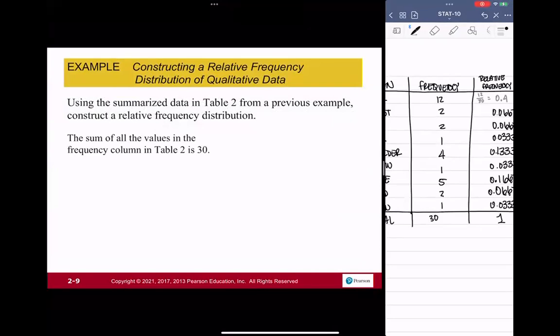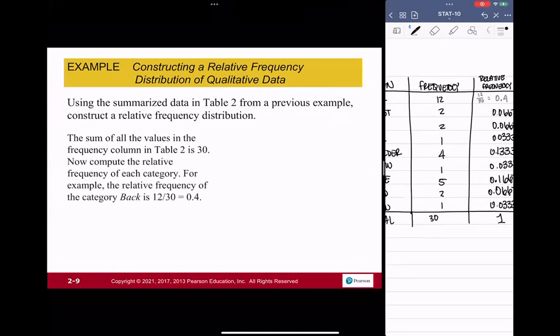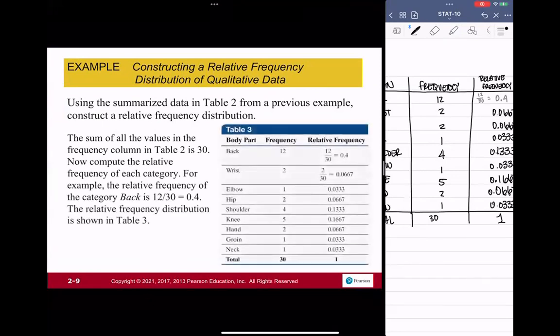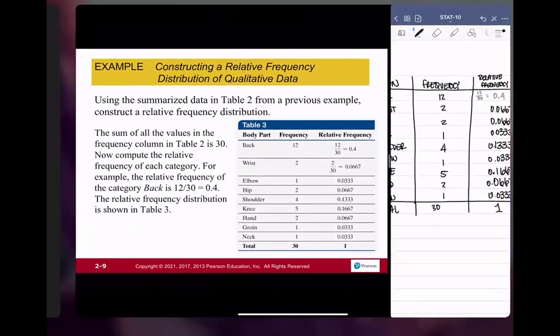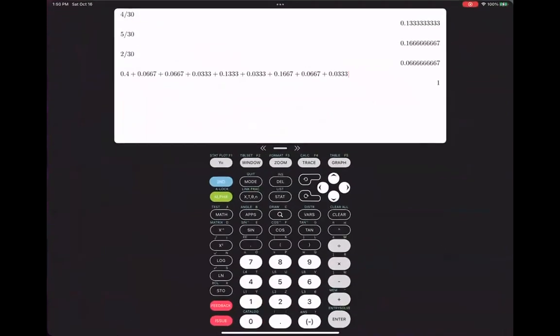All right, so we talked about that part. The sum of all the frequencies in the table is 30. And here we have all the relative frequencies. Some of them aren't going to be exact, just like you saw in the calculator. They're not going to be exactly those values.